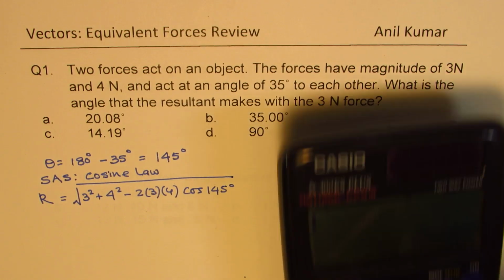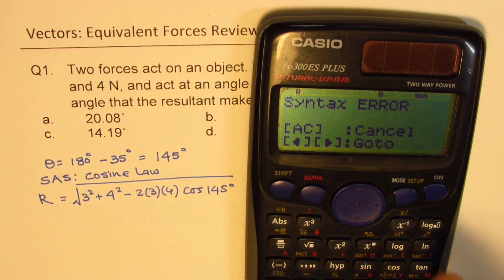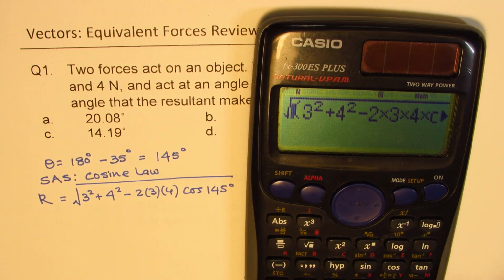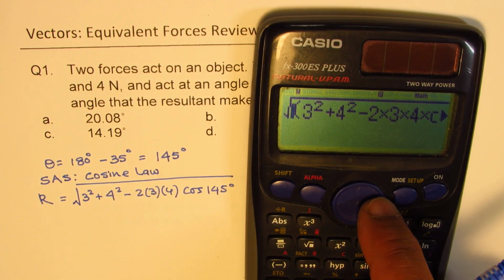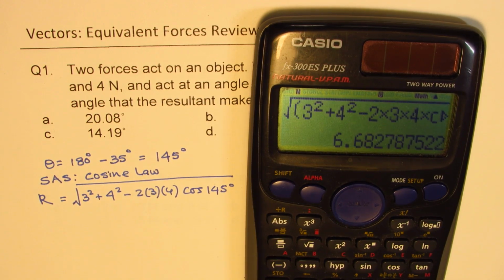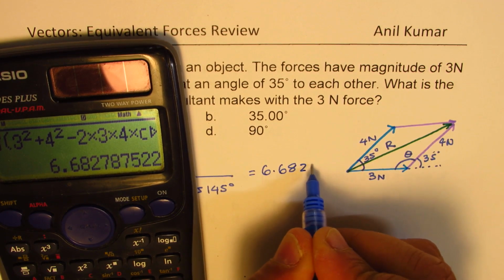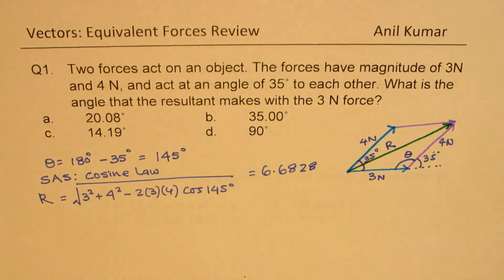So let's calculate this answer. We have the square root, and within the square root we have 3 squared plus 4 squared minus 2 times 3 times 4 times cos of 145 degrees. There's an error here. Let's go back. I have to close two brackets, right? Now let's calculate. So we get 6.68, so that is what we get.